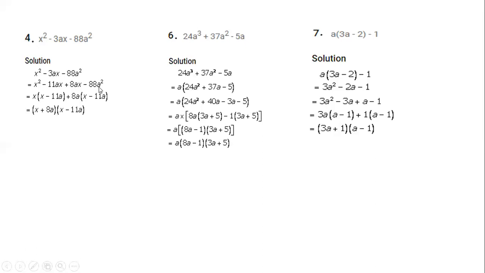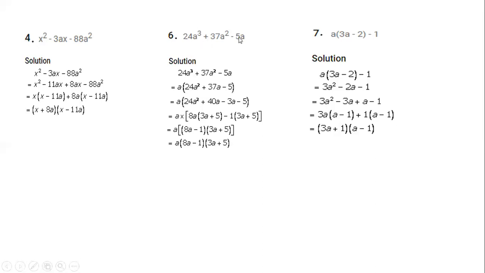So from this pair take out x common, from this pair take out 8a common, and we are left only with x plus 8a into x minus 11a. Similarly, see the question number 6. Try to solve the fifth part by yourself. See the question number 6. Here, 24a cube plus 37a square minus 5a.